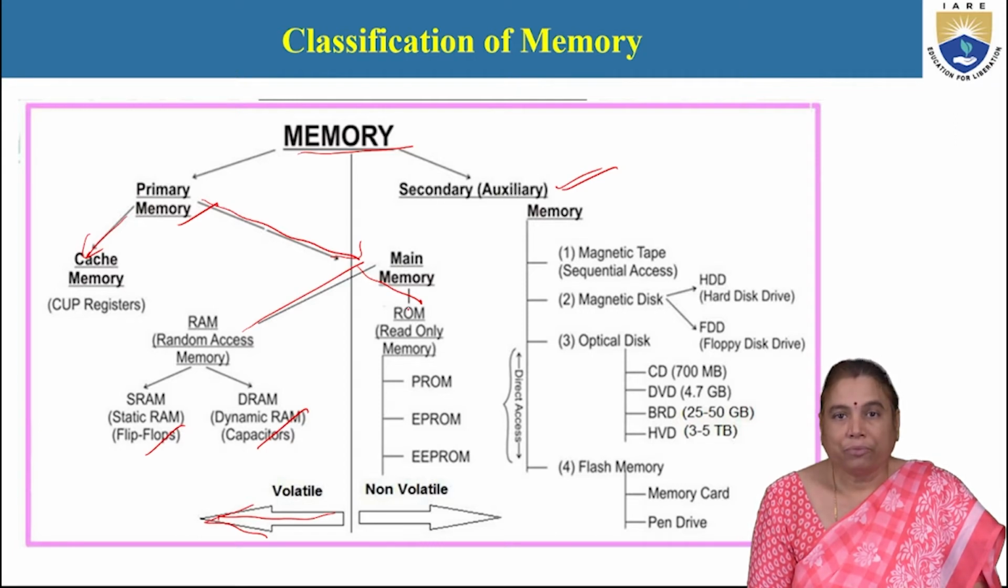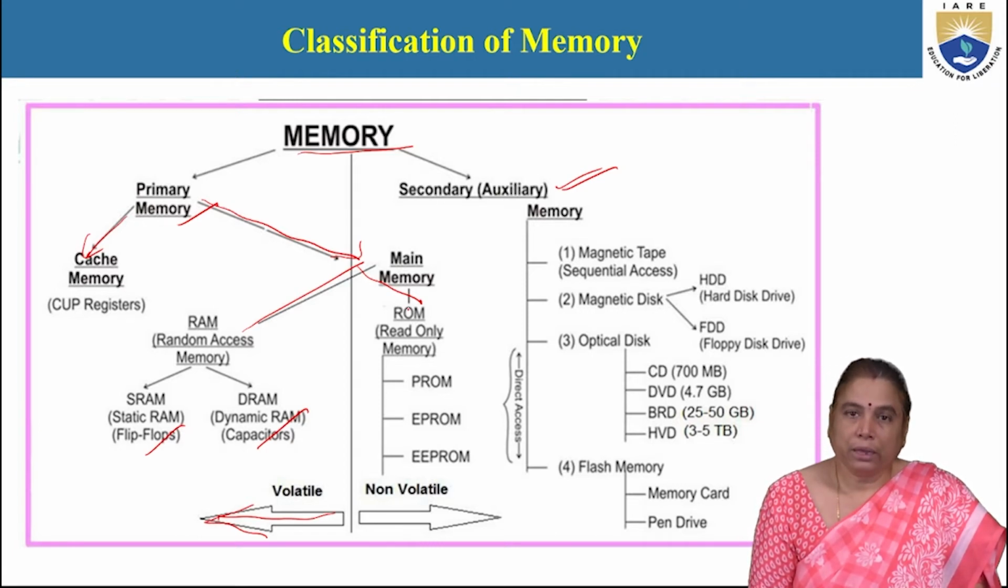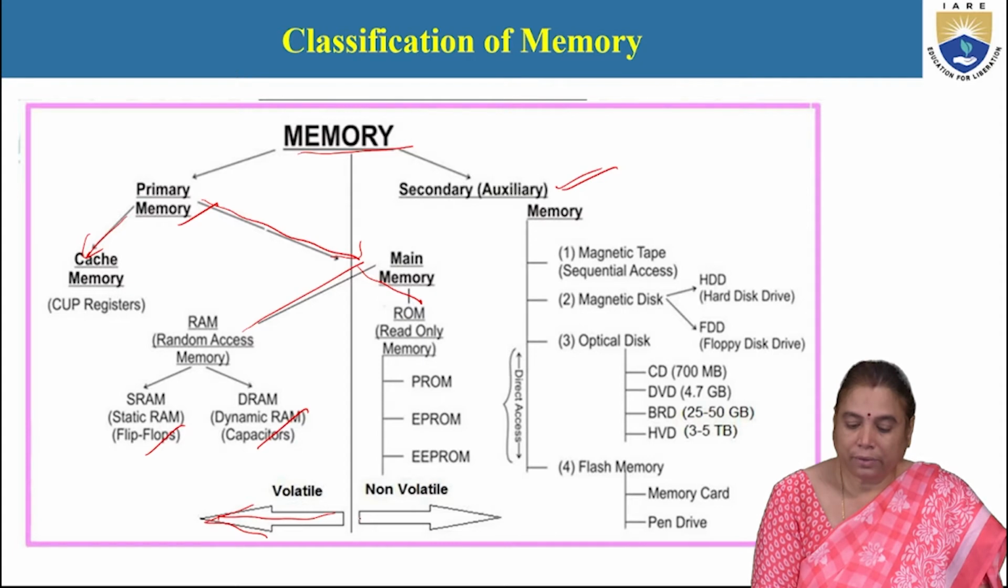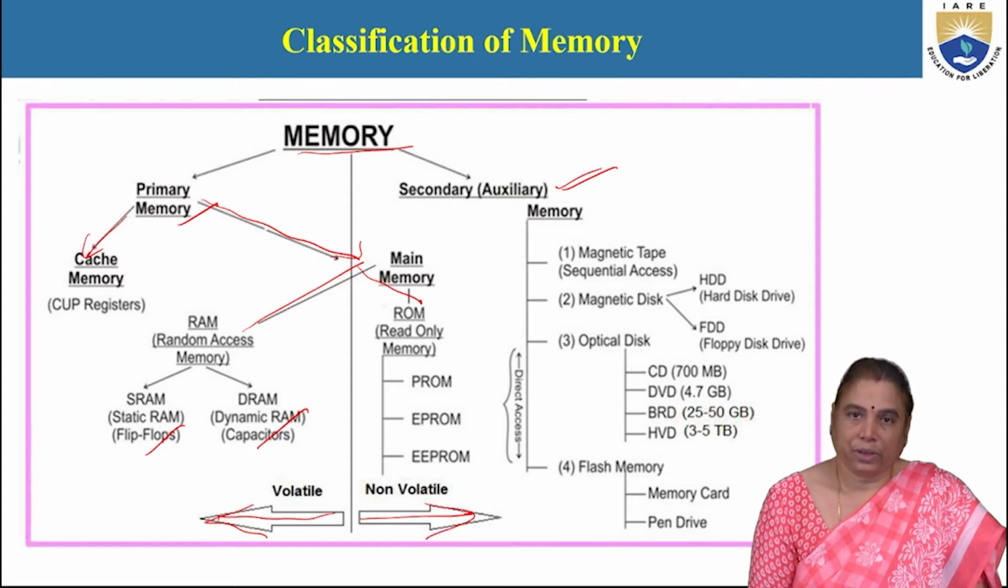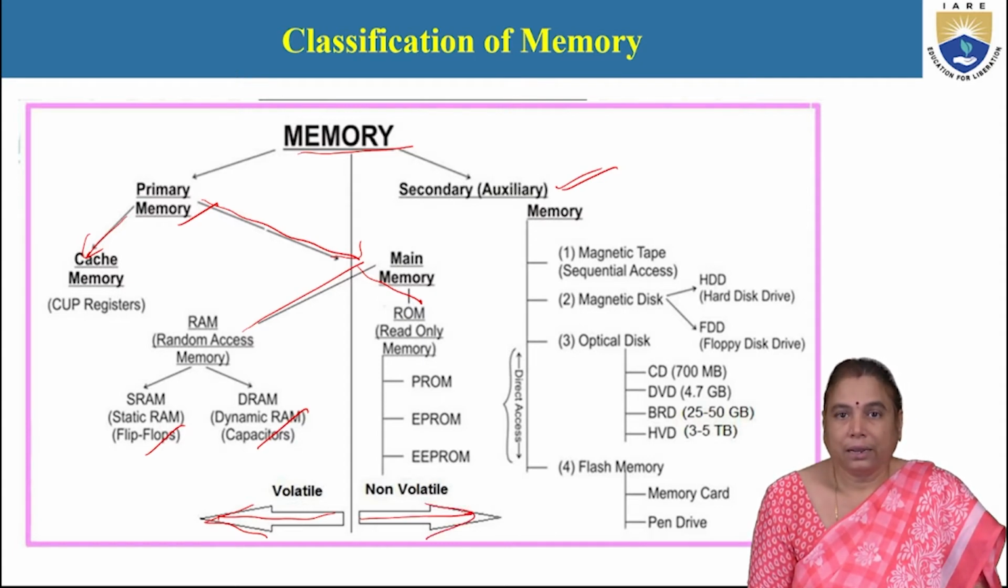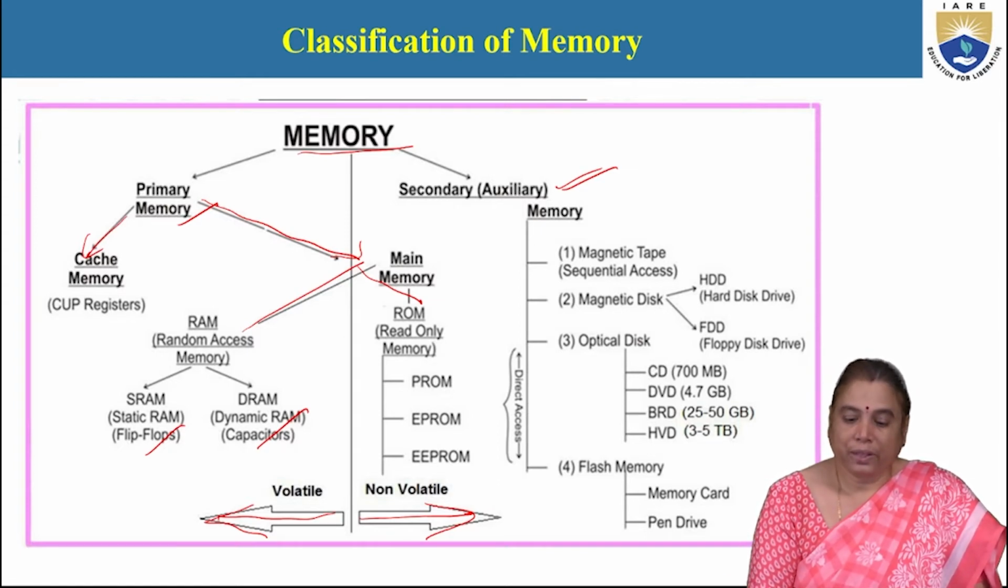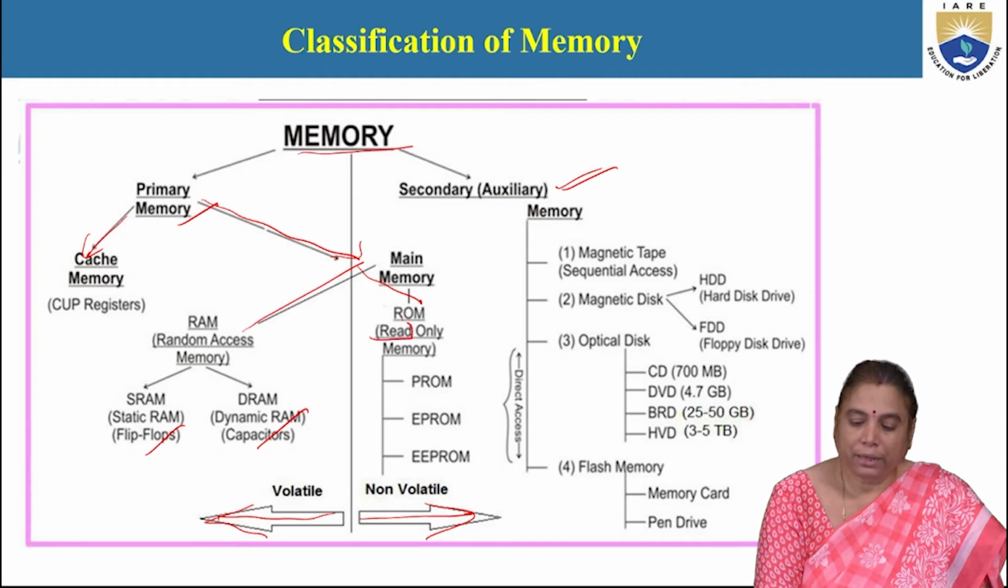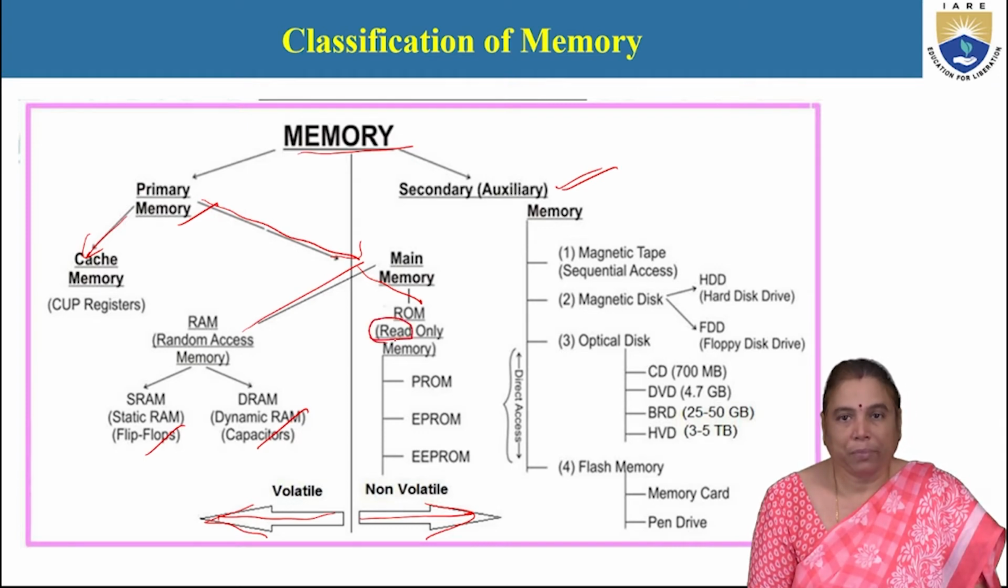The full form of ROM is read-only memory. It is non-volatile in nature. That means the data that is stored in this memory is permanent. It cannot be erased with the power interruption or when you switch it off. And from the name itself, it indicates that in this memory only the read operation is permitted.